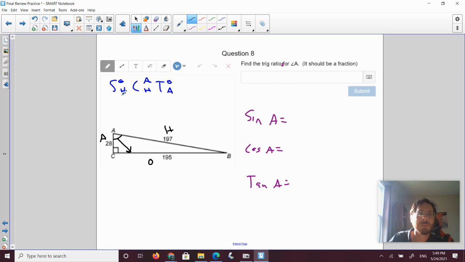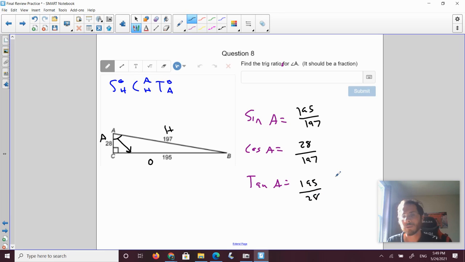So sine is opposite over hypotenuse. That's 195 over 197. Cosine of A is adjacent over hypotenuse. That's 28 over 197. And then tangent of A is opposite over adjacent. That's 195 over 28. And those are the three fractions that I want. I don't really need to have anything else. I'm all set there.